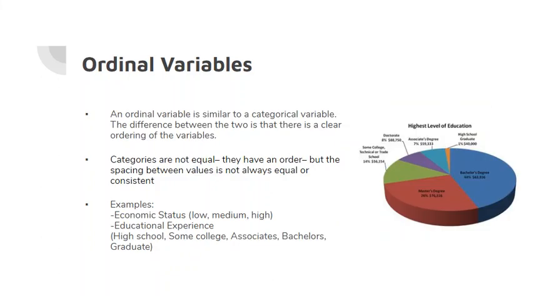Ordinal variables, on the other hand, are always in an order: low, medium, high. Educational experience: I've been to high school, I've been to some college, I have an associate's degree, a bachelor's degree, a master's degree that all of you will soon have, and so on. Okay? They're not necessarily equal, they don't have the same necessary value, but they are always in a particular order, hence ordinal variables.